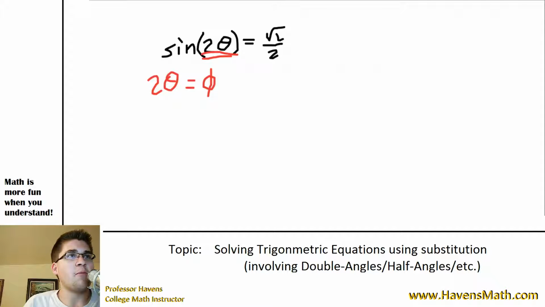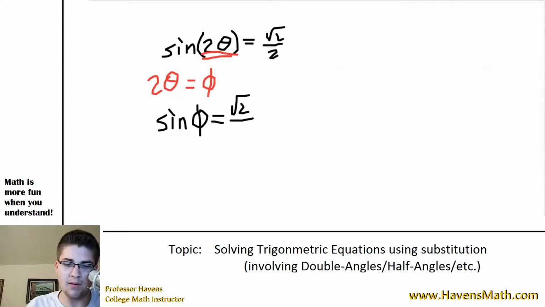And now after we make the substitution, 2 theta is equal to phi, my equation will simply become sine of phi is equal to square root of 2 divided by 2. And like going back to our last topic, this we can now solve with a unit circle.